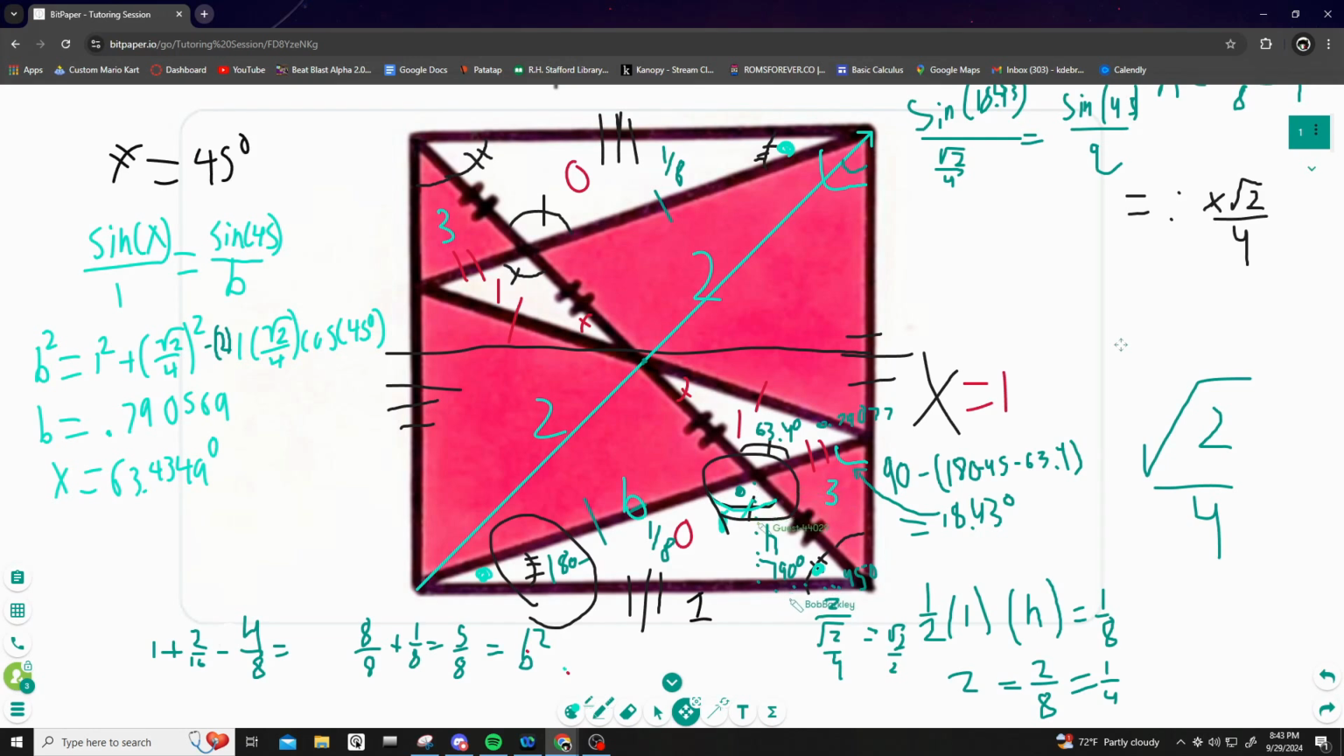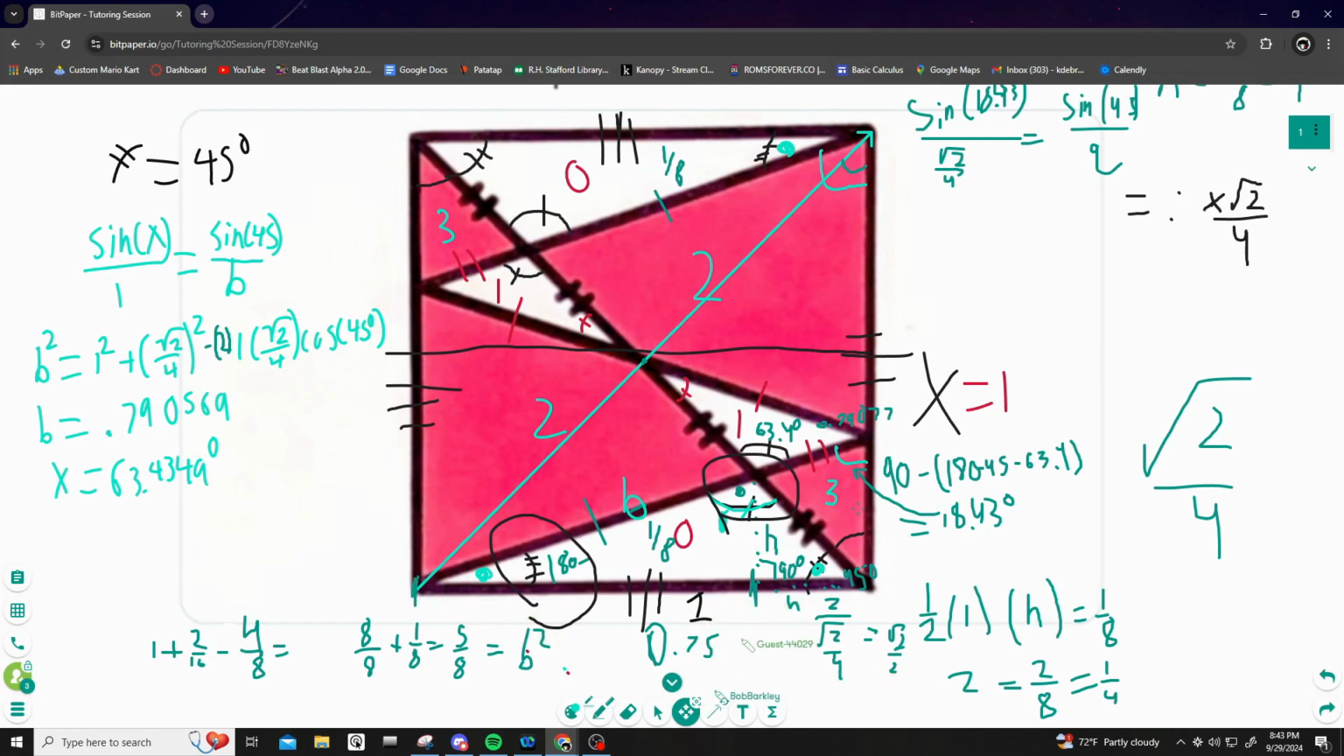Which means this is h. That's h. So then this is one. This number is not 63 degrees. I don't know what I did wrong. This is 0.75. What's 0.75?